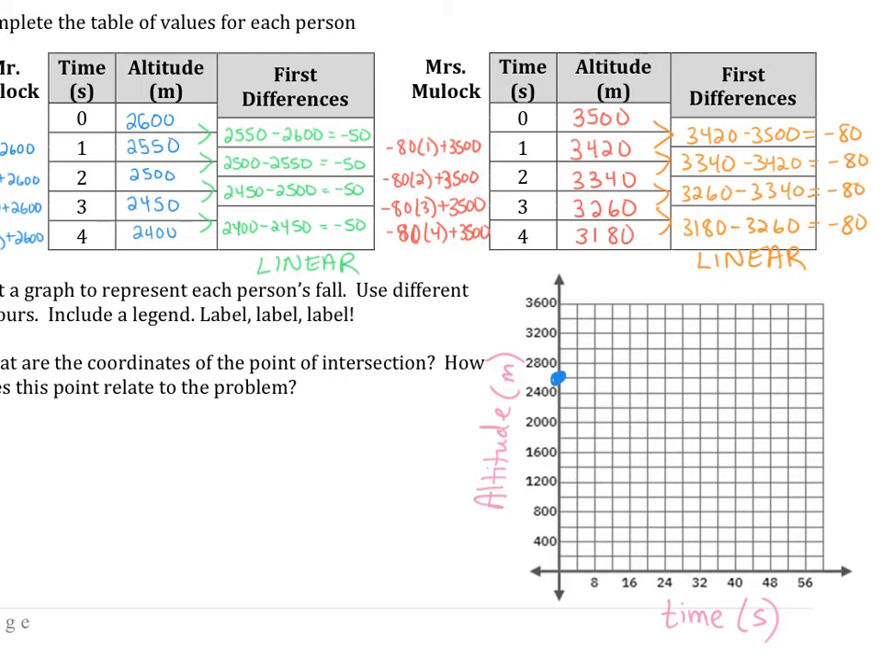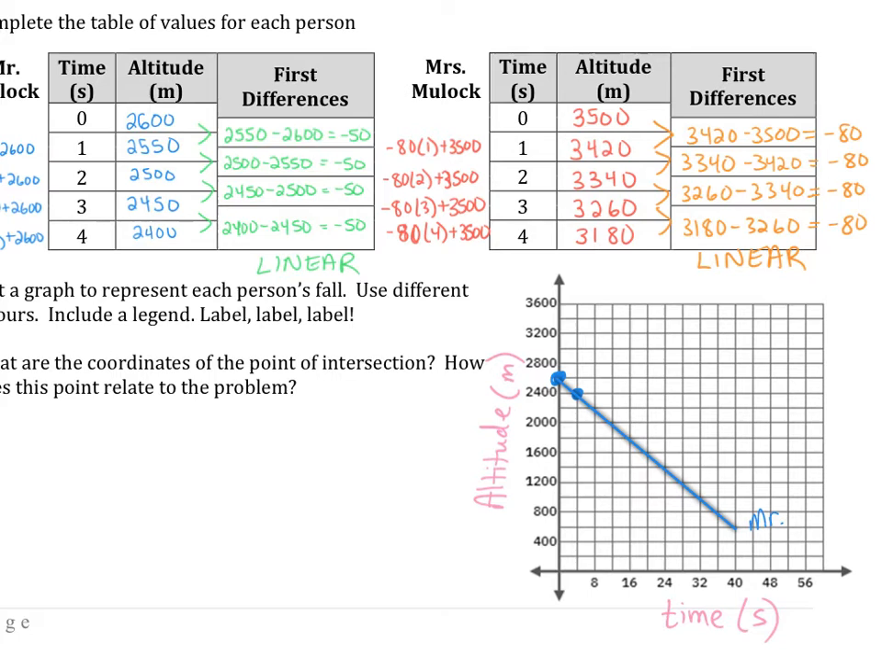So looking at the scale, now there's a reason why it's a big scale. So we know at 4 seconds that's going to be right here. And that's going to be at 2400, like that. So you don't need to plot all of the points in between because we know they're all going to be on a straight line anyway. So when you graph this, it's going to look something like that. And we're going to label this as Mr. Mulock.